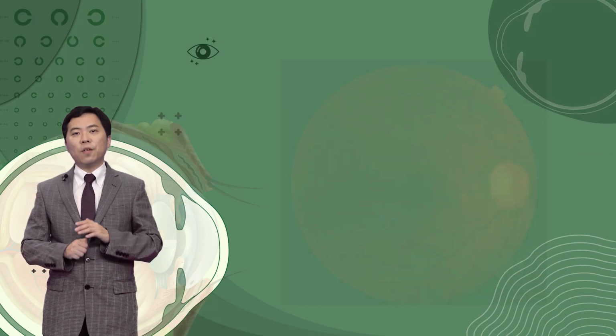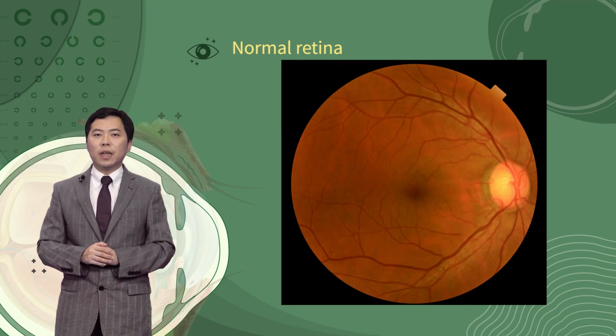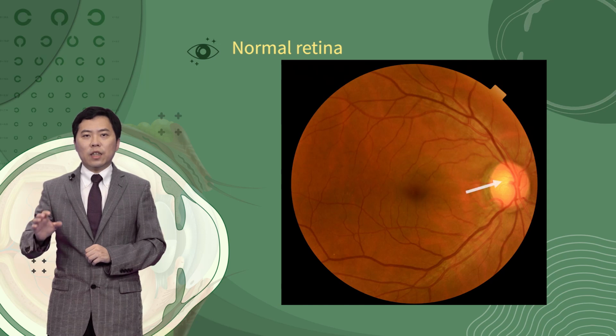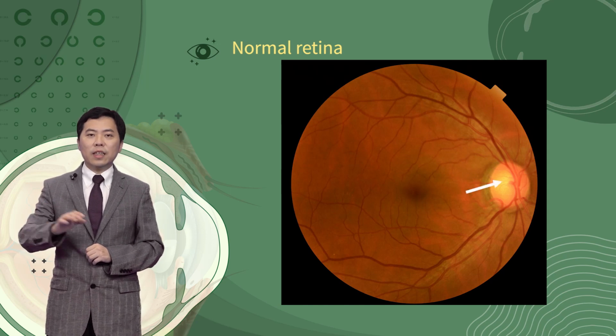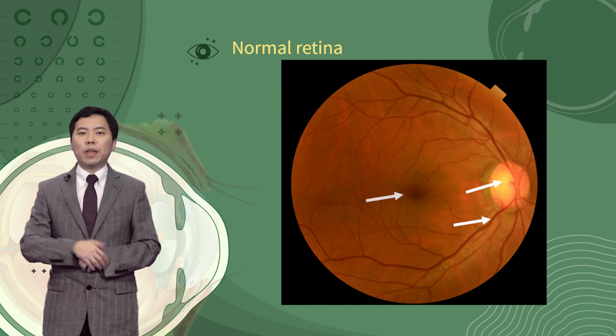A simple fundus photo is enough to diagnose and grade diabetic retinopathy. So this is a normal retina. This is the optic nerve head, and these are the blood vessels, and this is the region of the macula.